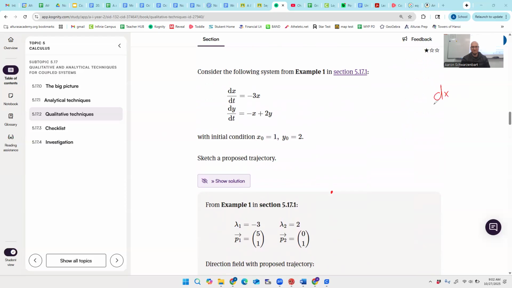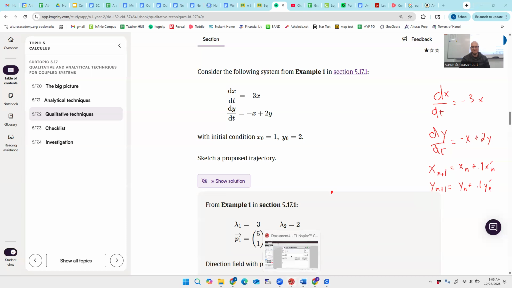So I'm going to write this off to the side. And remember that x_{n+1} equals x_n plus, we'll just do 0.1 because I don't want a million of these, times x_n prime, right? Do you guys remember this from Euler's method? 0.1 being the step size for this. I just chose my step size. I didn't want to go smaller than that.